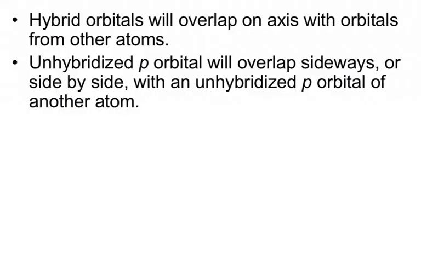So hybrid orbitals, notice, will overlap on axis with orbitals from other atoms. Like we saw before, there'll be overlap with the other atom. The unhybridized p orbital will always overlap sideways or side by side. That unhybridized p orbital is the one responsible for forming, in this example, the double bond. And you'll see that that unhybridized p orbital is the one that participates in what is called a pi bond.